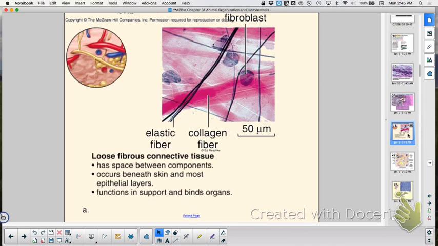Loose fibrous connective tissue, if you sliced your hand and looked inside, probably be some loose fibrous connective tissue. It's like, what is all that? I don't know, but I'm bleeding. That's loose. Dense would be like tendons and ligaments. Tendons do what? Do you know what tendons do? Muscle to bone. What do ligaments do? Bone to bone. Good. Awesome.